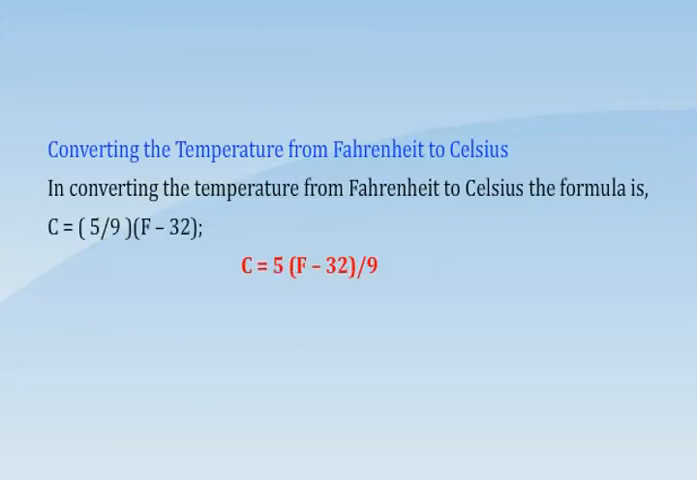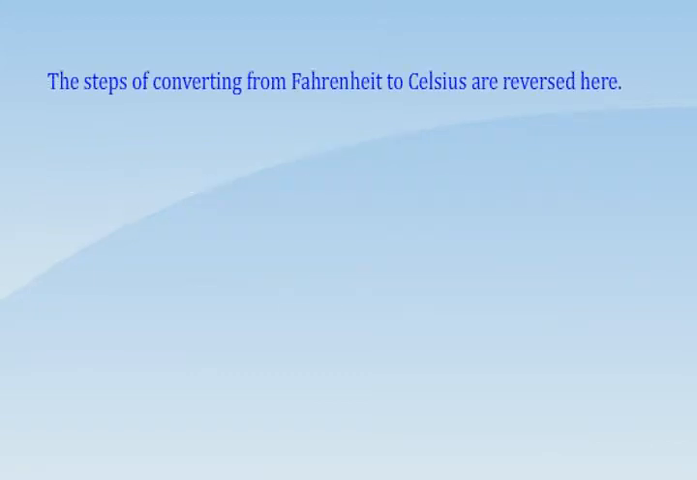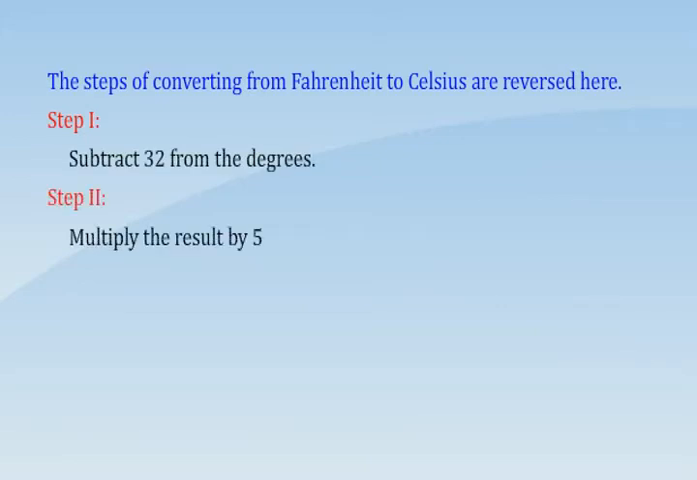Converting the temperature from Fahrenheit to Celsius. In converting the temperature from Fahrenheit to Celsius, the formula is C is equal to 5 by 9 (F minus 32), that is, C is equal to 5 (F minus 32) by 9. The steps of converting from Fahrenheit to Celsius are reversed here. Step 1. Subtract 32 from the degrees. Step 2. Multiply the result by 5. Step 3. Divide the product by 9.